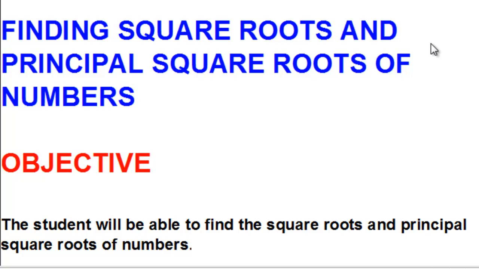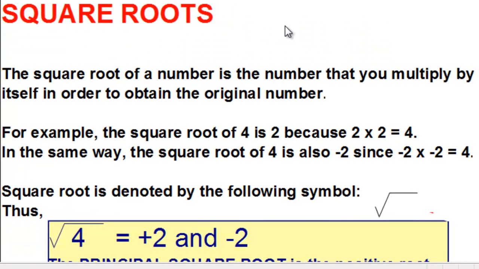The objective of this lesson is that the student will be able to find the square roots and principal square roots of numbers. The square root of a number is the number that you multiply by itself in order to obtain the original number. For example, the square root of 4 is 2 because 2 times 2 is equal to 4. In the same way, the square root of 4 is also negative 2, since negative 2 times negative 2 is also 4. So 4 has two roots, plus 2 and minus 2.